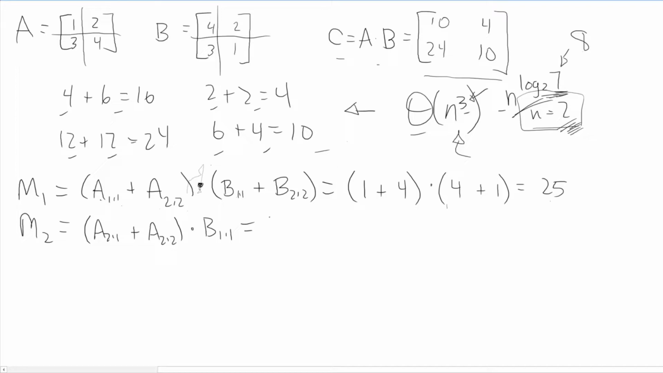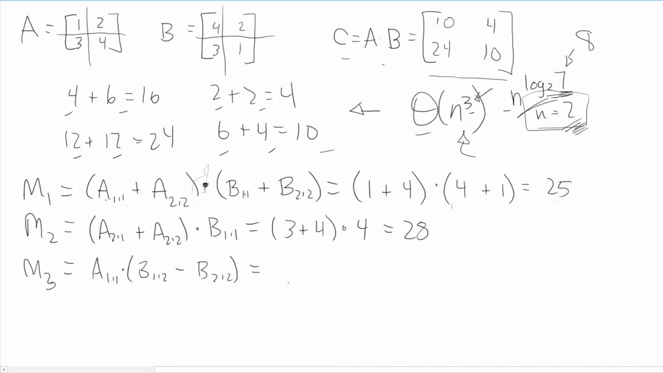All right, the next one here, A21, that looks like it's our 3, plus A22, that's our 4, multiplied by, and let's be careful here, B11, which is also a 4. So 3 plus 4 is 7. 7 times 4 is 28. Okay, again, not up there, but remember, we're combining these together to get those terms up there. So let's get our M3 set up now.